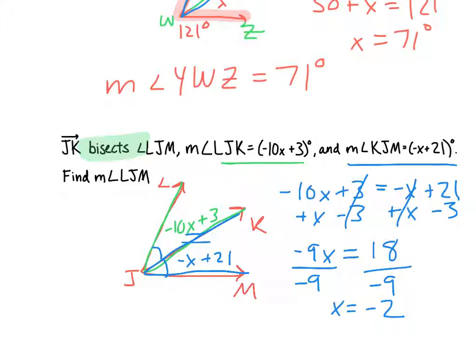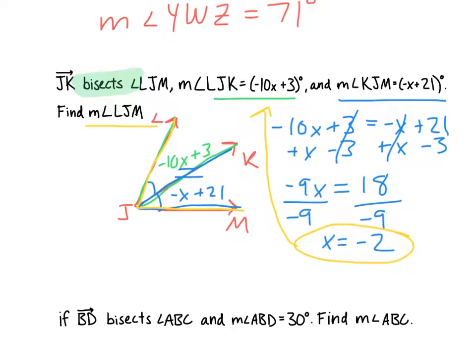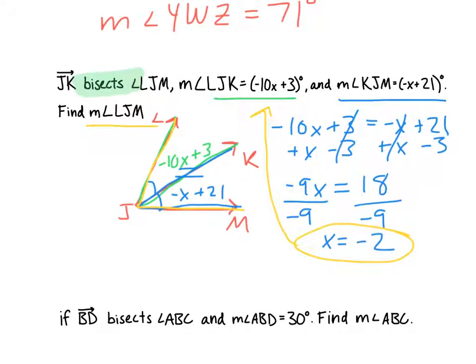Is that our answer? No, we need to find angle LJM. So it's asking us for the whole angle, this yellow one. So we can plug it back into either one. We can plug it into LJK or KJM. But let's plug it into LJK, and we would get negative 10 times negative 2 plus 3, and that would be equal to 23. But that only gives us the green angle. So now let's find the blue one.